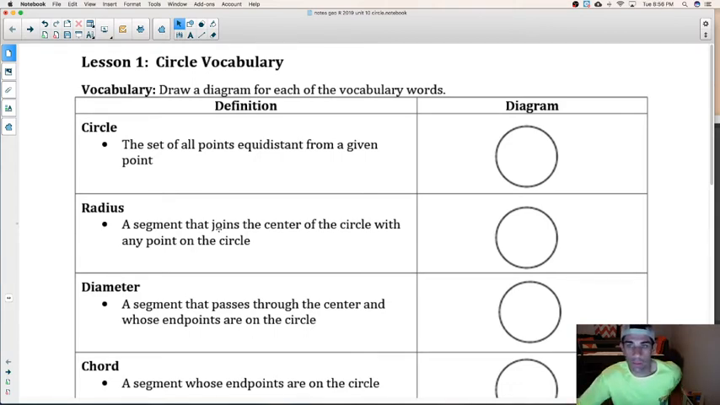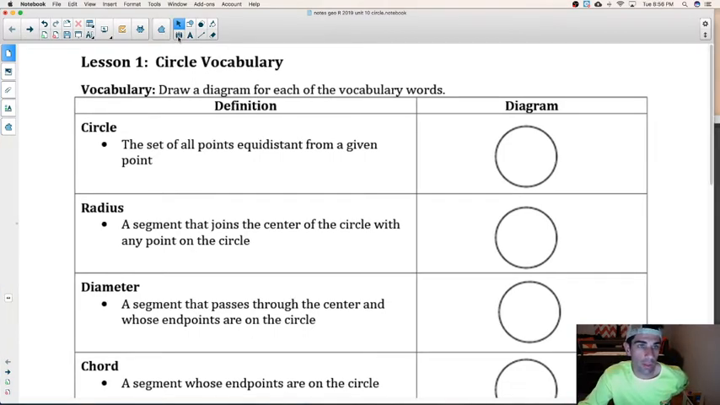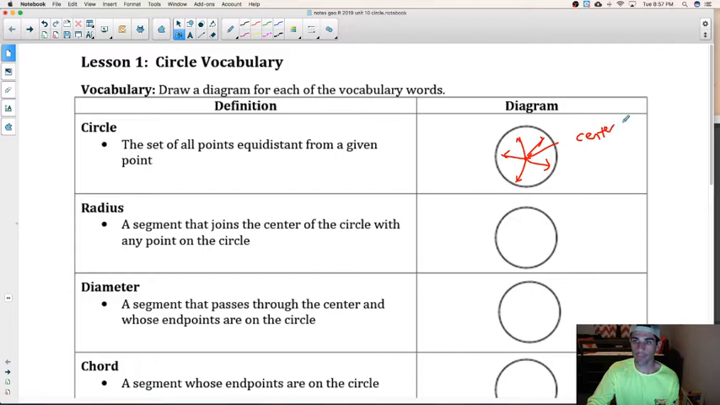All right, so let's start over here with the circle. There it is. There's our circle. And it's a set of all points equidistant from a given point, and we're going to call that given point the center. So there's a center, and all of these distances are going to be the same, and that's what creates this circle. Okay, so there's your center there.